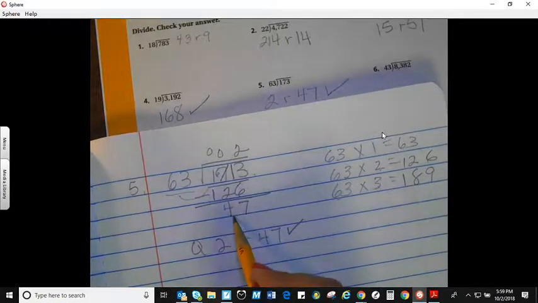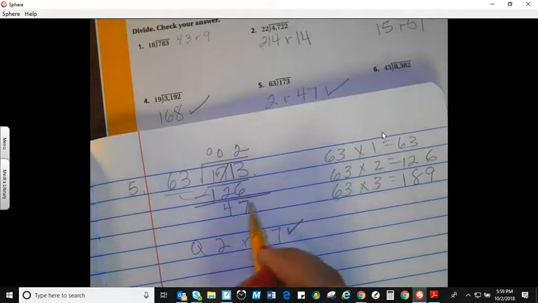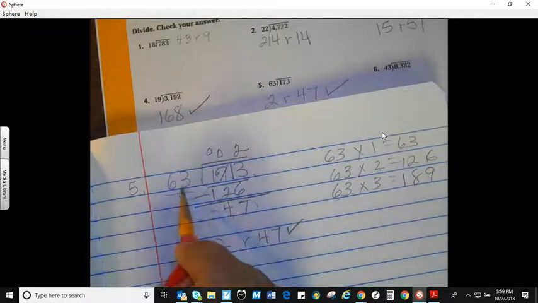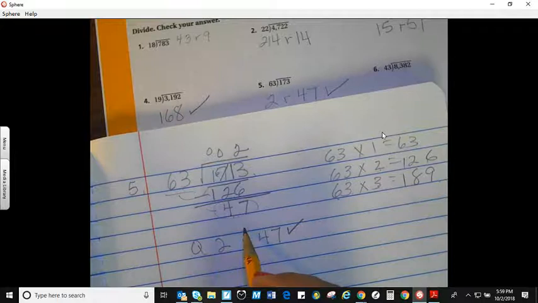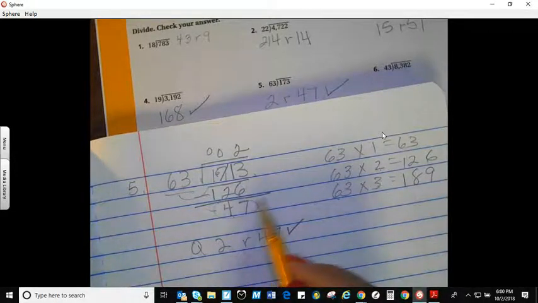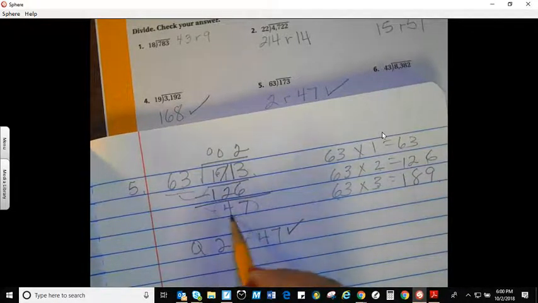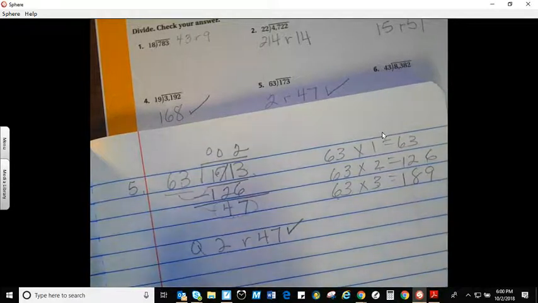My dividend is getting smaller, and remember, it has to be less than my divisor. It cannot be equal to, because then that means that another group can fit in. So it has to be less than my divisor. Number 6.